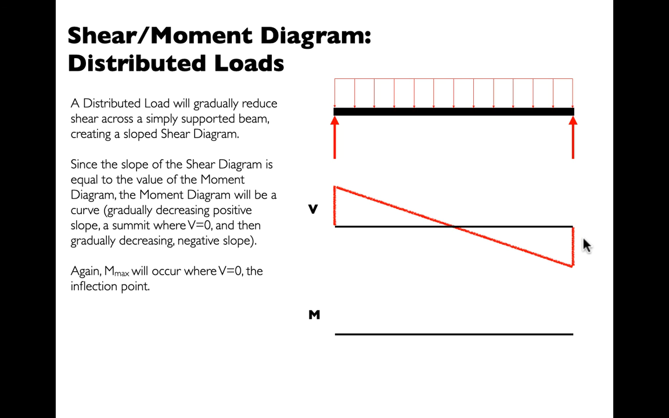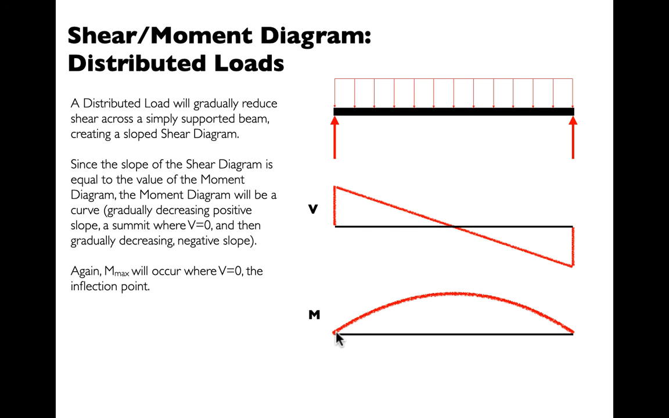Now, what does this mean for the moment diagram? Remember that the value of the shear diagram is equal to the slope of the moment diagram. So notice here that we have a very big positive number that gradually decreases. We have an inflection point, the same place we did before, right at the midspan, if this is an equal, fully distributed load. And then notice that the slope becomes negative and gets more and more negative as we go toward the right support. This is the slope diagram for a gentle curve. And the moment diagram for a beam with a distributed load on it will look like a gentle curve with an inflection point again at the middle.